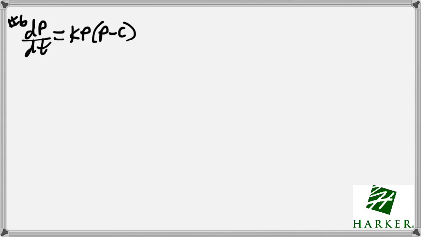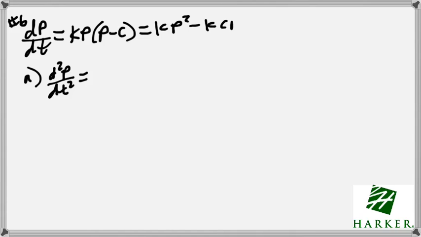Okay, for number 6, it was pretty much the entire thing. So we start with part A, which asks you to find d squared p dt squared in terms of p. Well, some of you have very little clue what the chain rule is, which is unfortunate. I suggest you learn it. So I'm going to write this as kp squared minus kcp. You guys have trouble dealing with what's called parameters, or letters that stand for constants.